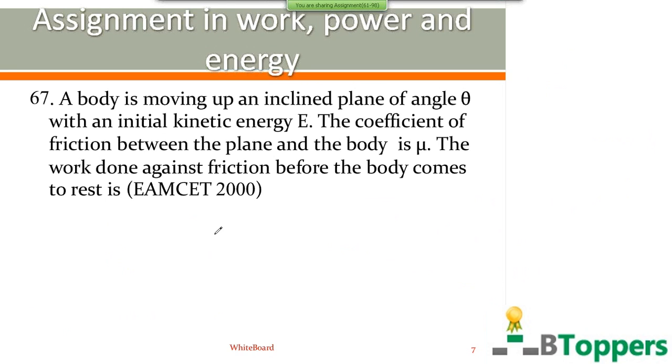See question number 67. The body is moving up an inclined plane of angle theta with initial kinetic energy E. The coefficient of friction between the plane and the body is mu. The work done against friction before the body comes to rest is. So to calculate the work done against friction before the body comes to rest, you have to know the distance which the body travels along the inclined plane before it comes to rest.